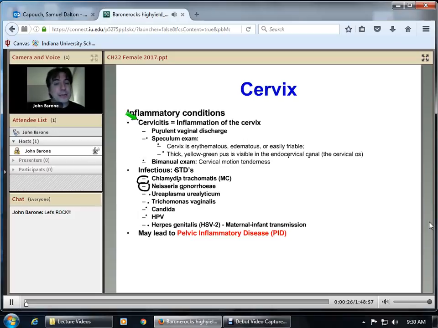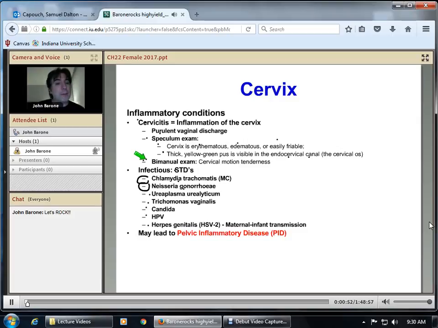Now what you're gonna see here is a purulent discharge coming out of the vagina. So we'll put a speculum in, we'll look at the cervix, and it's gonna be red. It's going to be edematous. It's going to be friable. Now we often see a thick yellow-green purulent material coming out of the endocervical canal from the cervical os.